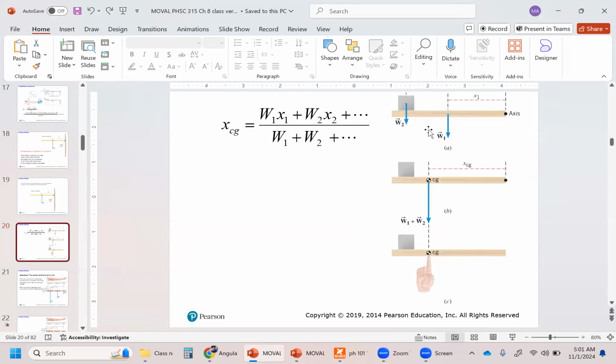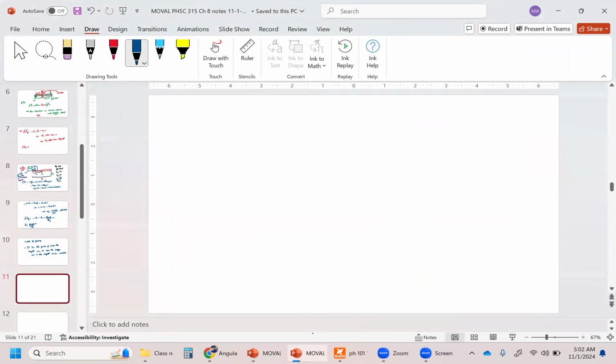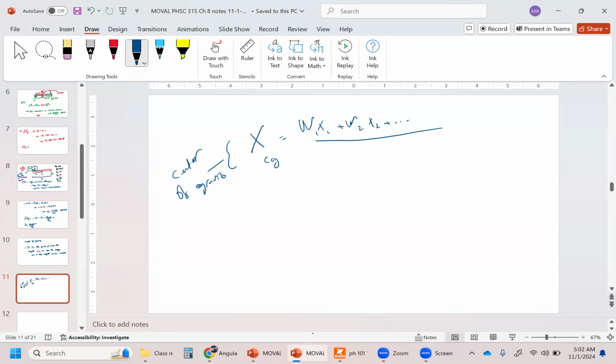Now, your center of gravity is going to equal your weight times your distance, divided by your weight. So let me go ahead and write that down. Now, your center X, center of gravity, is going to equal your weight 1 times distance 1 plus your weight 2 times distance 2 plus etc., divided by your weight 1 plus your weight 2.